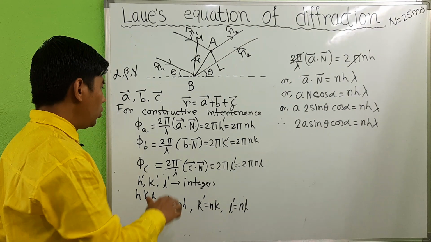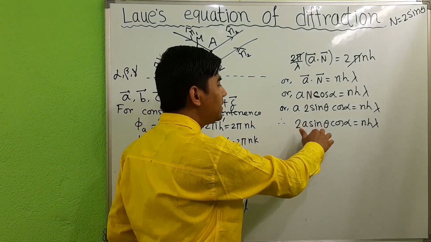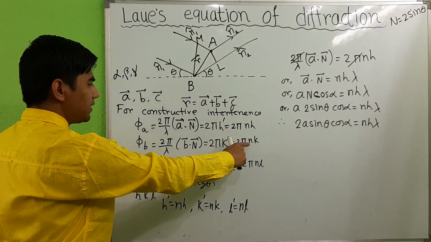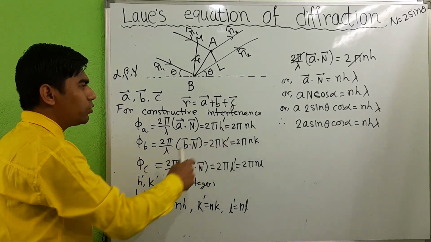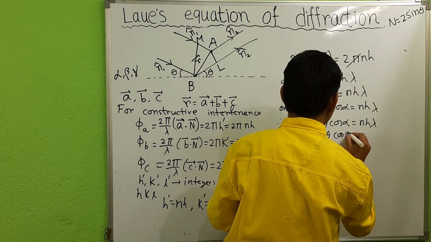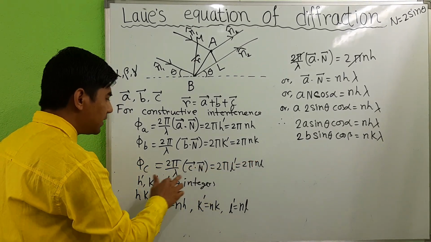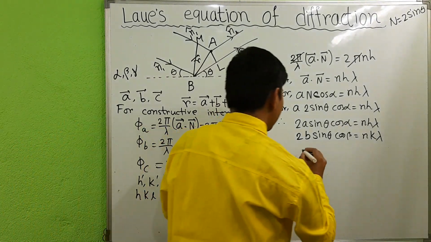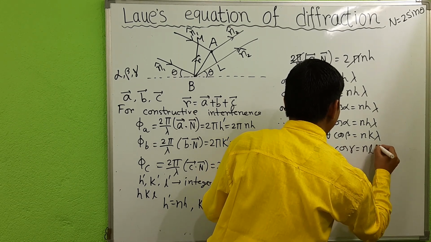Similarly, if we simplify the next equation, where the angle between b and n is beta, we get 2b sin theta cos beta is equal to nk lambda. And in this equation the angle between c and n is gamma, so if we simplify it, we get 2c sin theta cos gamma is equal to nl lambda.